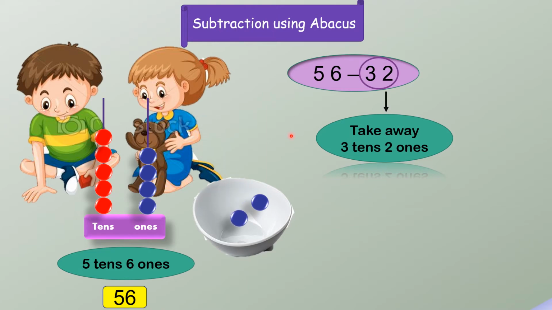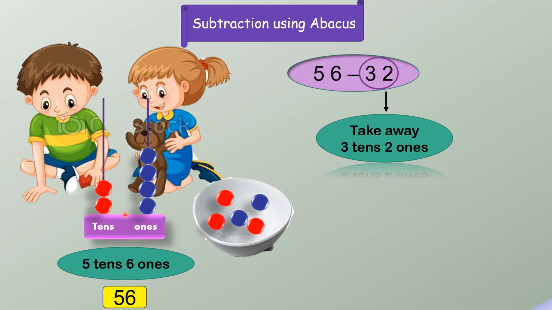And now it is Montu's turn. He has to take away 3 tens. That means 3 red beads from the abacus 10 spike. Okay, now he has taken out 3 red beads, and Rita has taken out 2 blue beads. Now we can easily say the answer. It's very easy representing the numbers on abacus and doing addition and subtraction on this.